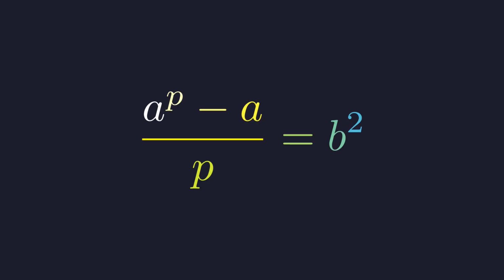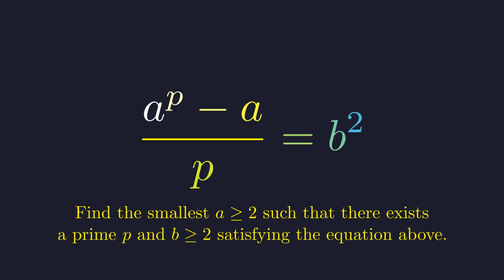We need to find the smallest value of a, at least 2, such that this fraction becomes a perfect square for some prime p and some b, also at least 2. This problem combines Fermat's little theorem with the properties of perfect squares in a way that requires careful analysis. The conditions are clear. A must be at least 2, p must be prime, and b must be at least 2. We're looking for the smallest such a.